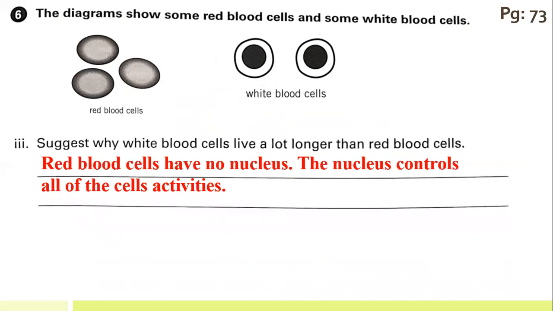Come toward the third part of this question. Suggest why the white blood cells live a lot longer than the red blood cells. Red blood cells have no nucleus, and the nucleus controls all the cell's activities. That's why the life of the red blood cells is quite shorter than that of the white blood cells.